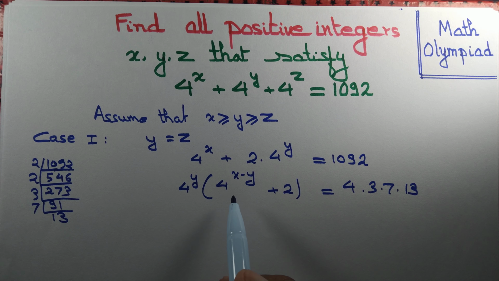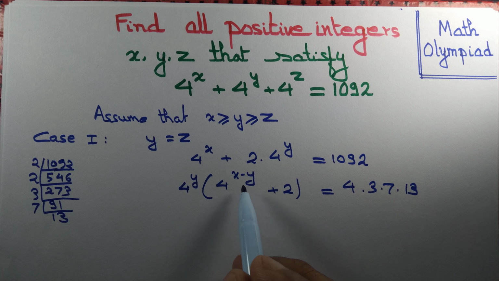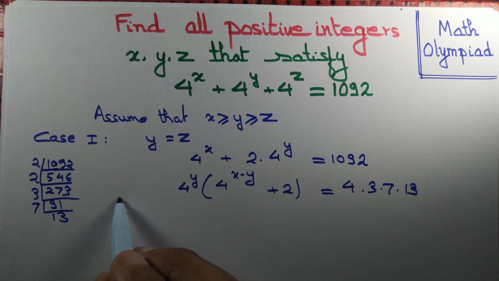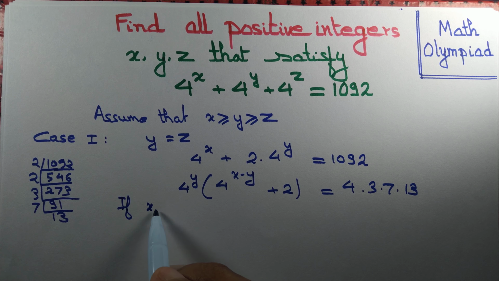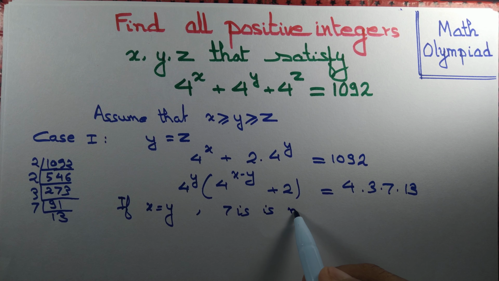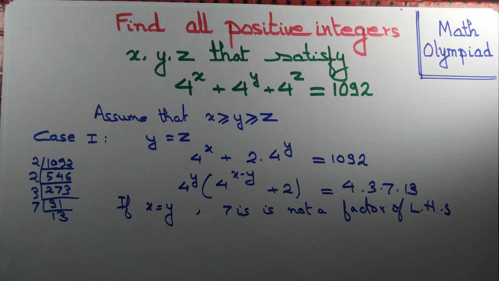Now further, it may happen that y is equal to x or y is not equal to x. If y is equal to x, then this quantity is 1 and 1 plus 2 is 3. But we don't have 7 as a factor in the left hand side and we have 7 as a factor in the right hand side. Therefore, y equal to x is not possible. If x equals y, 7 is not a factor of the LHS, but 7 is a factor of the RHS, so not possible.